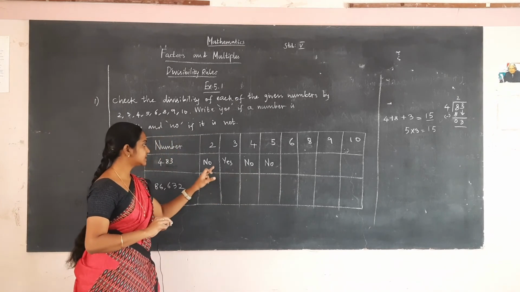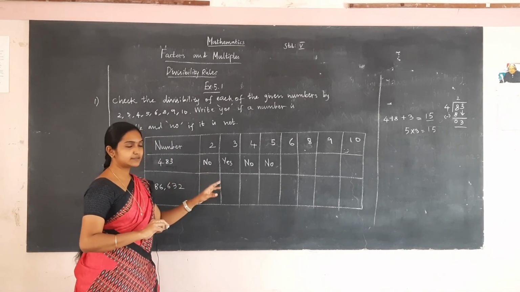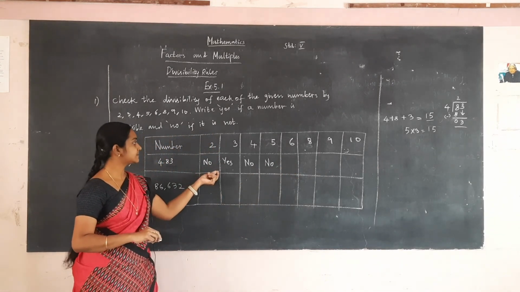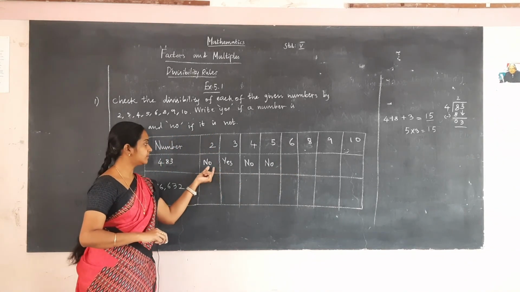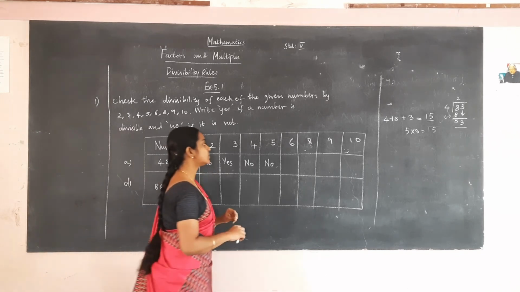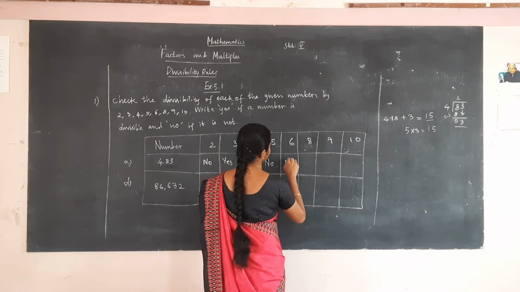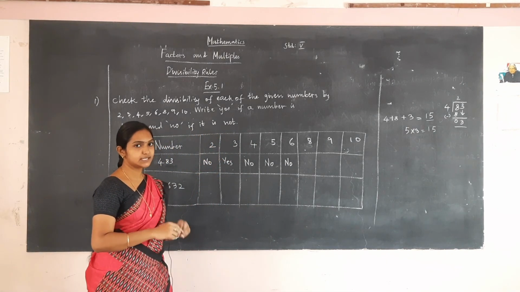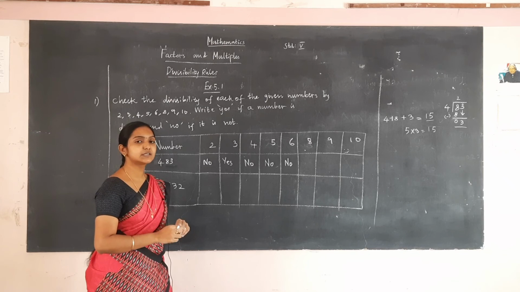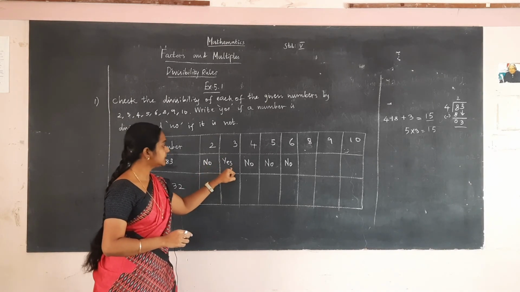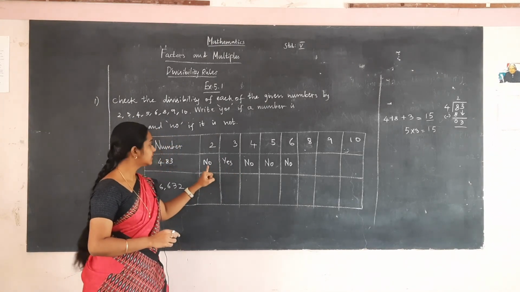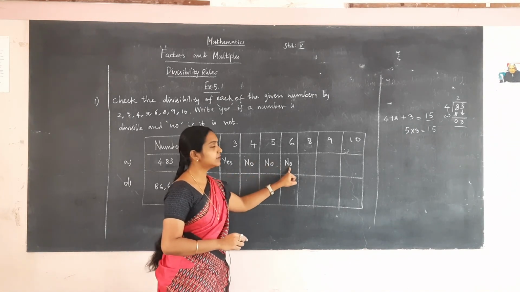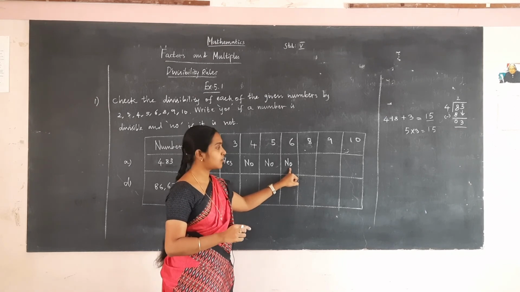If the number is divisible by 2 and 3, then the number will be divisible by 6. The number is divisible by 3 but not 2, so it is not divisible by 6 also. So write no. For divisibility rule for number 6, the number should be divisible by 2 and 3. Here the number is not divisible by 2, so the number will not be divisible by 6 also.